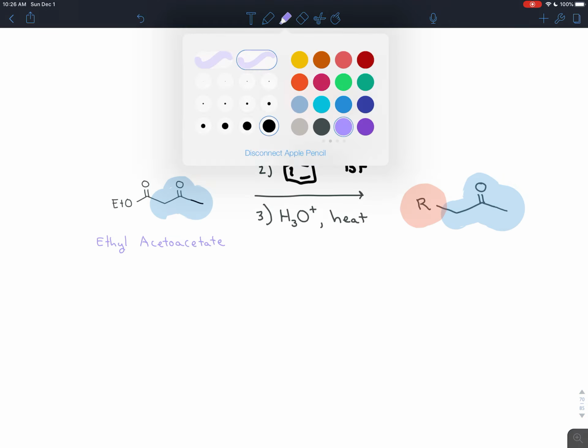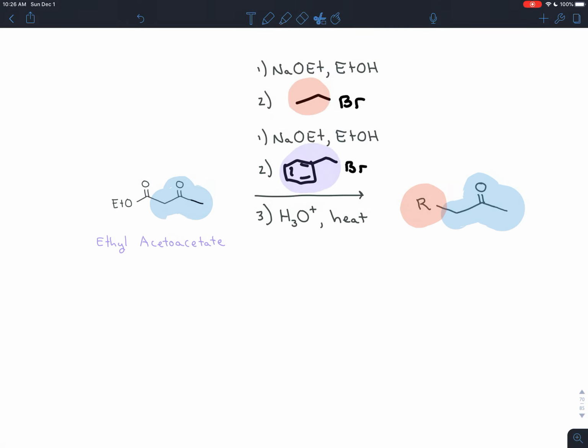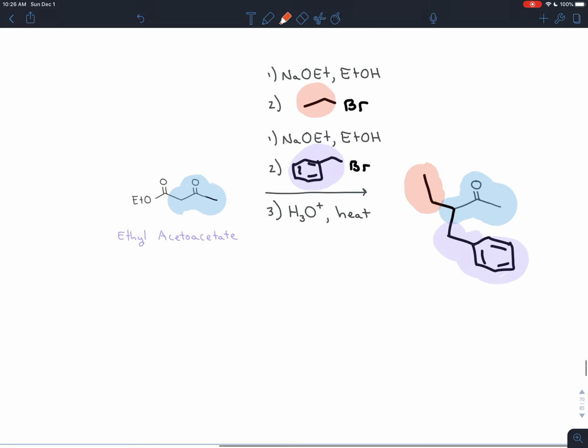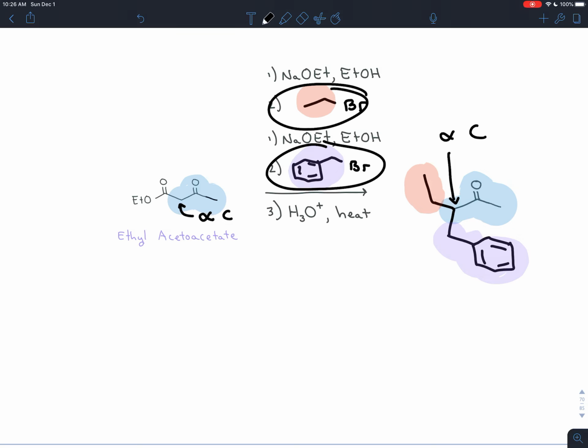And so overall, instead of just adding one R group, we would have added two. The first one is an ethyl group, so 1, 2, and the second one is a benzyl carbon and then the aromatic ring. And both of those go on the alpha carbon, that's this alpha carbon of ethyl acetoacetate, and they do that through two successive SN2 reactions.